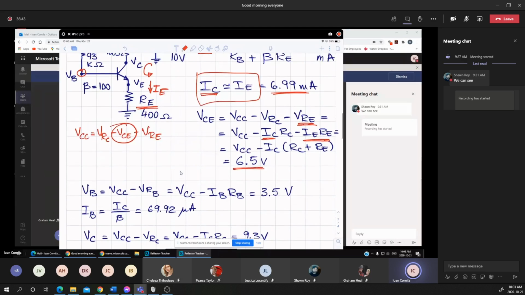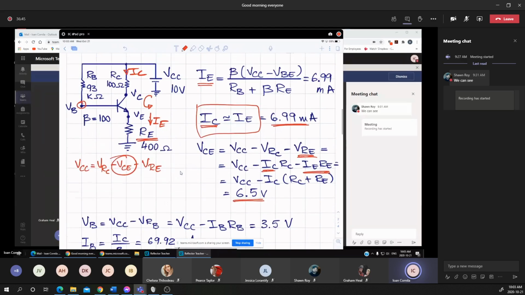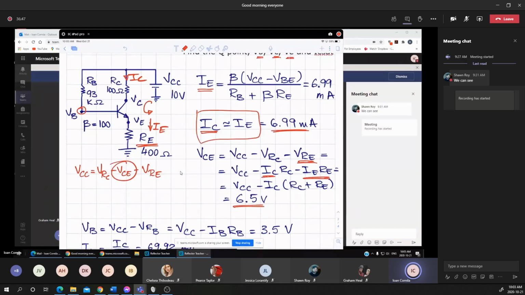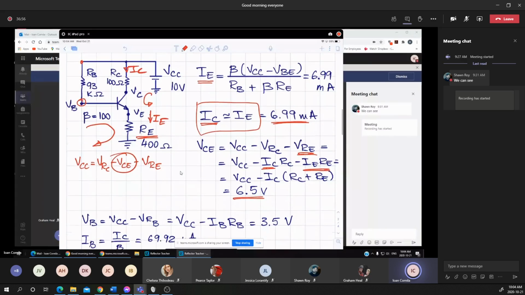Now for the VB, you notice that I'm applying the KVL in this inner loop, and the voltage that is applied at the RB is the VCC minus the drop voltage across the RB.